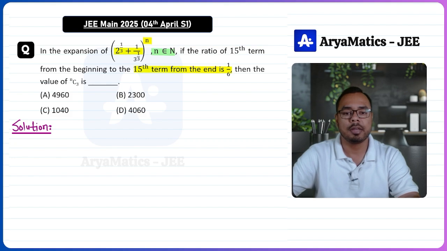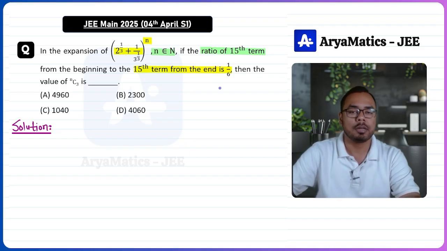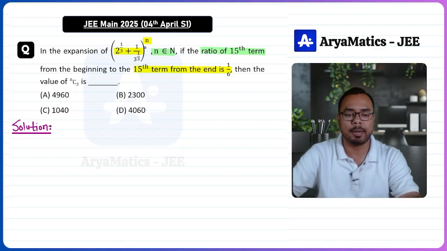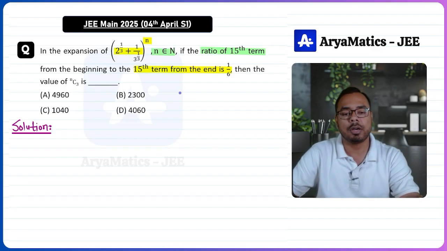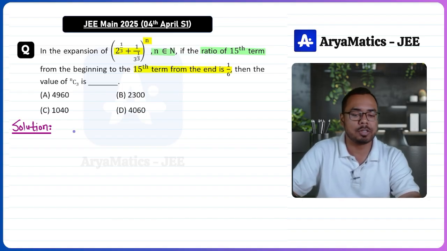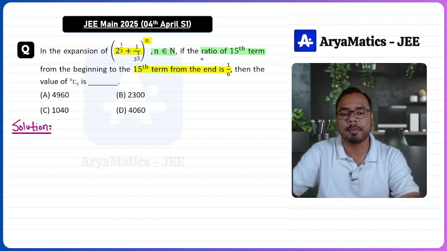So basically, the ratio of the 15th term from the beginning to the 15th term from the end is given as 1/6. From there, we need to find the value of n, and once we have n, we need to calculate nC3. Now, before we attempt this problem, there is one simple concept here.